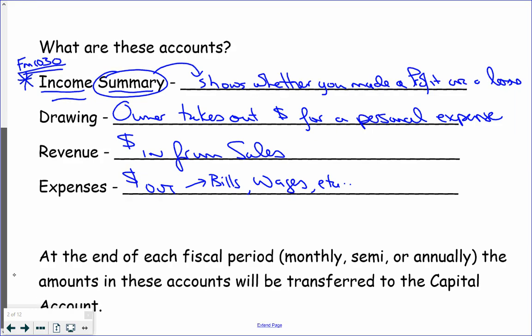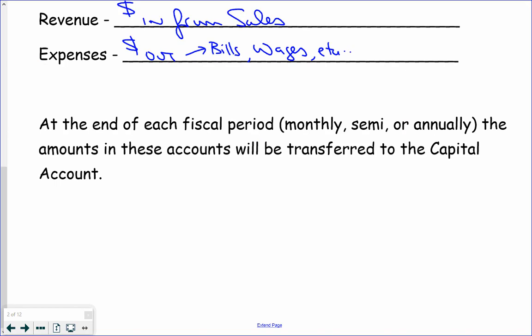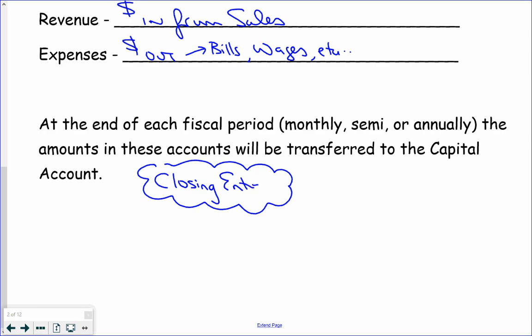Now, here's where we're going. So at the end of each fiscal period, whether it's monthly, semi-annually, or annually, the amounts in these accounts will be transferred to the capital account. So this is what's called closing entries. And we will deal with that in a future lesson because we always want to close these accounts off to give them a zero balance.